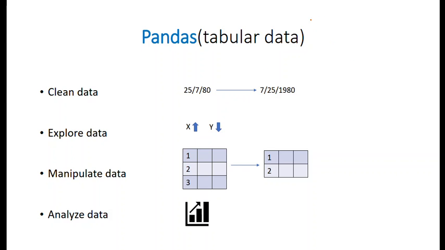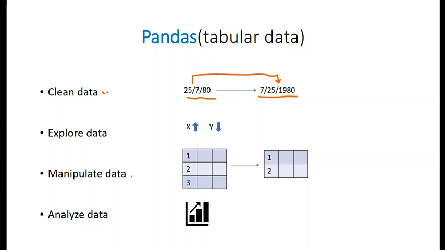Now, some of the functionalities or the tasks that we can carry out using this library include, for example, cleaning the data, right? We can, for example, change the format of certain data points, right? So this is one format, we can change it to this format. Another task includes exploring the data, right? We can, for example, study the correlation between two variables. So if one variable increases, does the other variable increase or decrease, right?